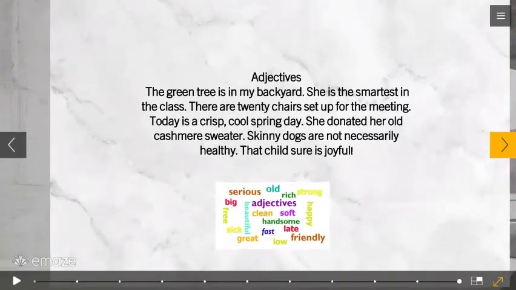Examples of adjectives are: The green tree is in my backyard. She is the smartest in the class. There are 20 chairs set up for this meeting.